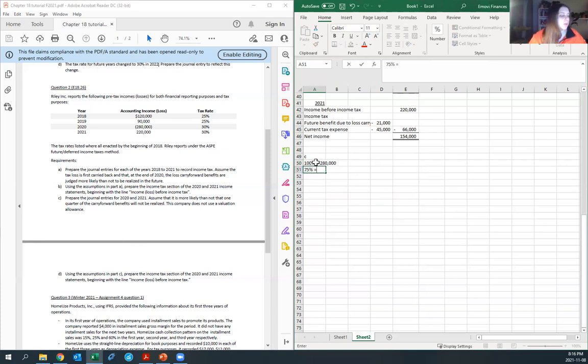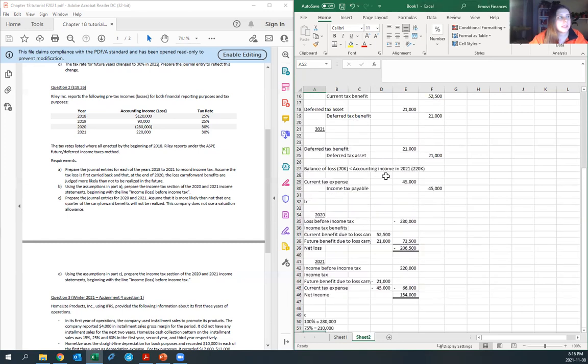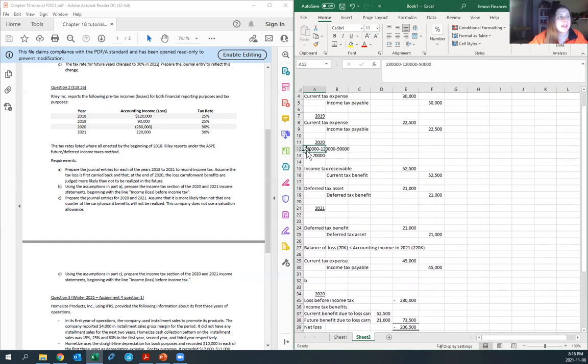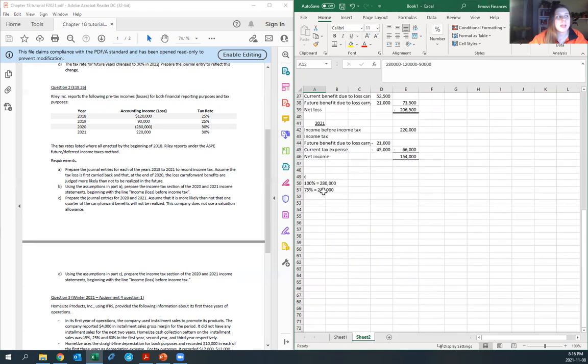So that will be equal to $210,000. So the transaction we did in 2020 and 2021 was based on the fact that the whole amount was going to be realized eventually. But now instead of starting from $280,000, we're going to start with $210,000. So that's going to reduce your future benefits due to loss carry forward, and that's going to increase your current tax expense for 2021. So we're going to redo the transaction for 2020.